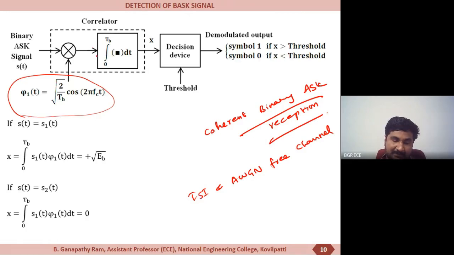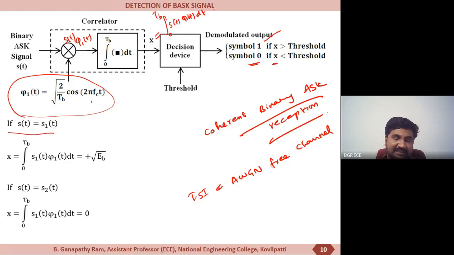So S of t is multiplied with phi1 of t, and it is represented by the integrator output x, that is the integration over tb of S of t into phi1 of t dt, which is compared with the threshold. If the value of x is greater than the threshold, then the decision is taken in favor of the symbol 1. If the x value is less than the threshold value, then the decision is taken in favor of the binary data 0.